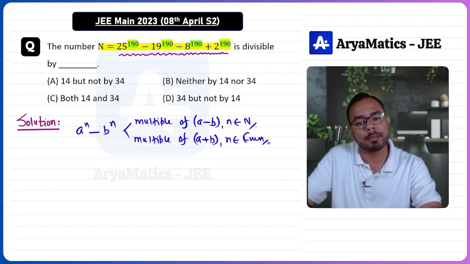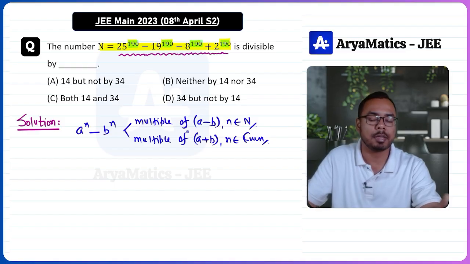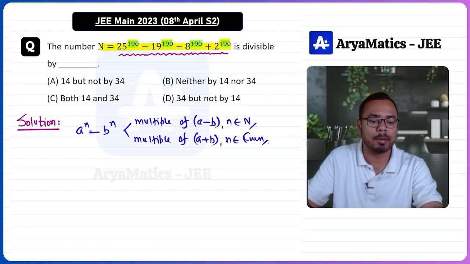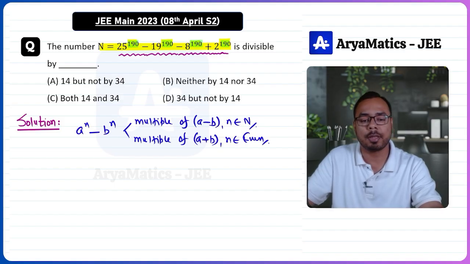So a raised to n minus b raised to n is always a multiple of a minus b. That means a square minus b square, or a cube minus b cube, and so on, will always have this factor a minus b. And if the exponent is an even number, for example a square minus b square, or a raised to 4 minus b raised to 4, then all of them are multiples of a plus b also.